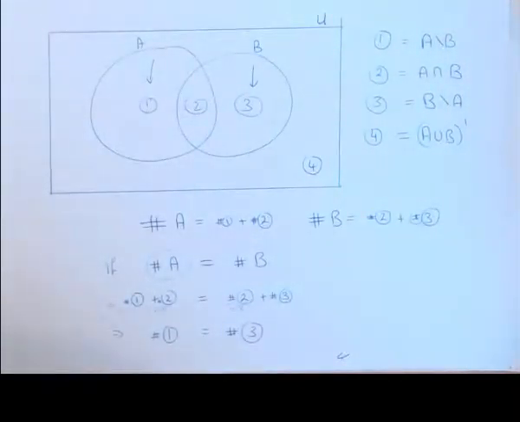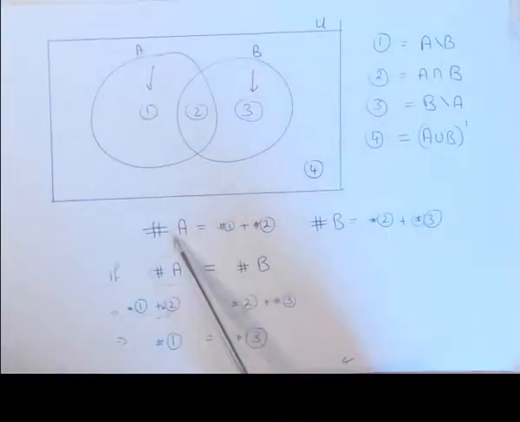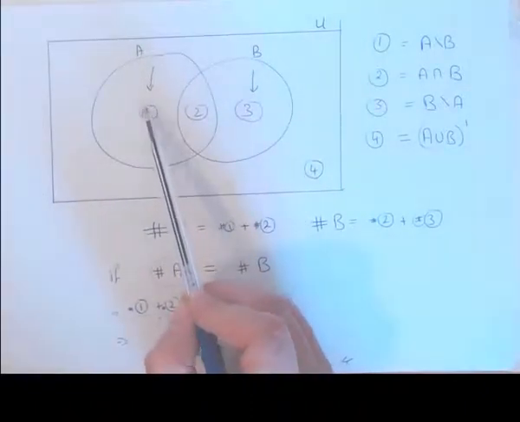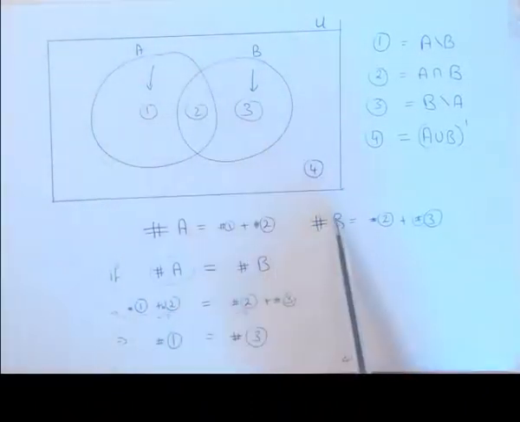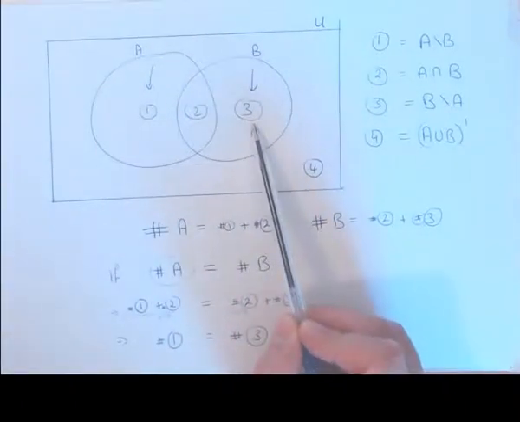Now in this little video, I'm going to tell you that the number of elements in A is the same as the number of elements in B. Now we know that the number of elements in A is the number of elements in here plus the number of elements in here. We know that the number of elements in B is the number of elements in here plus the number of elements in here.